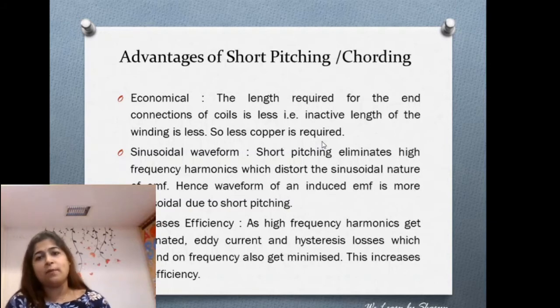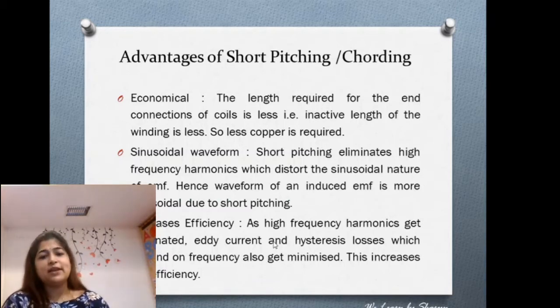Winding is made up of copper. Copper is a costly metal. So it becomes economical, or it becomes cheaper, if we use less copper. And increasing the weight of copper increases the costing of the machine. Right? So less copper is used in the end connectors, and that is why it is economical.